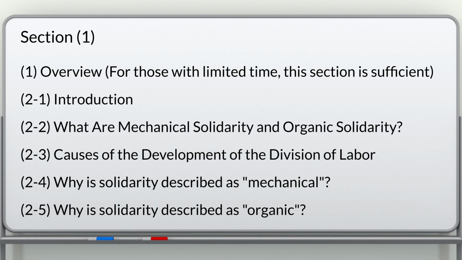This video covers the following sections. First, we will briefly go over the overview. After that, we will discuss each section in detail.